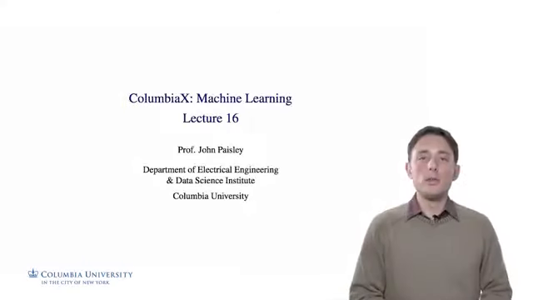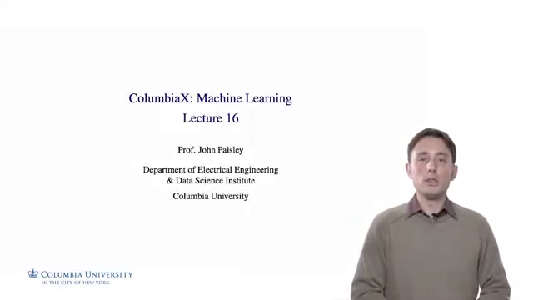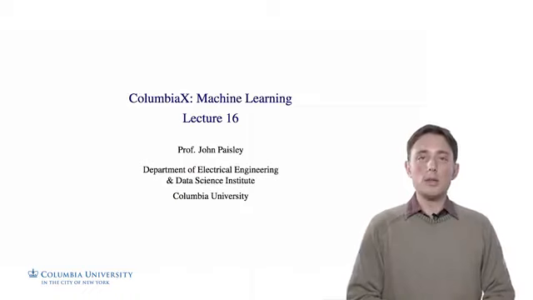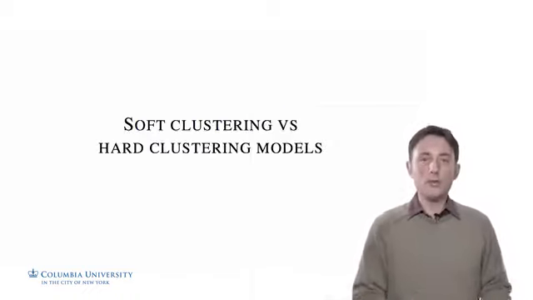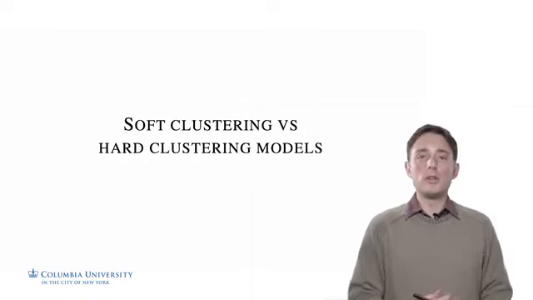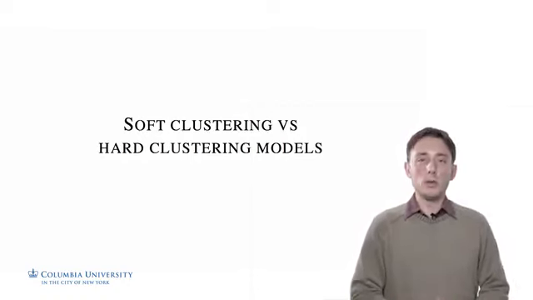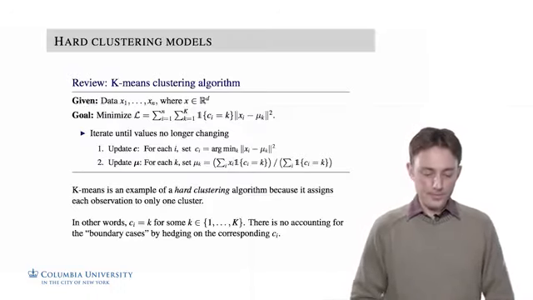In this lecture, we're going to discuss the Gaussian mixture model, which is another clustering algorithm. Before we get into that, why don't we differentiate between two types of clustering models. One is called soft clustering, which we'll focus on in this lecture, and the other is hard clustering, which we saw with k-means two lectures ago.